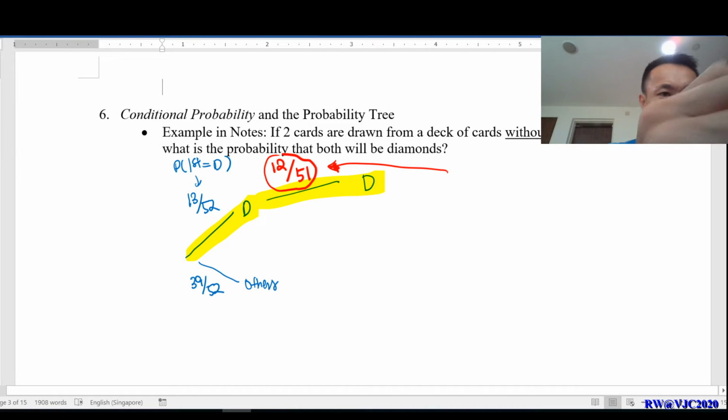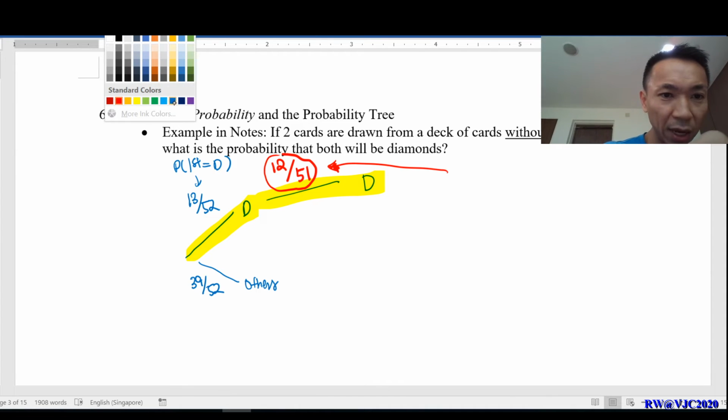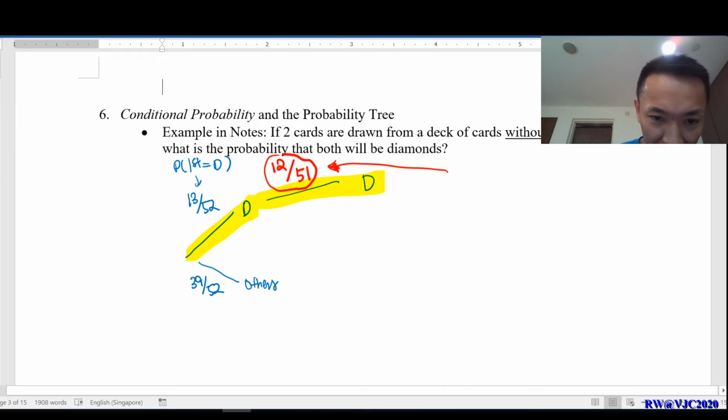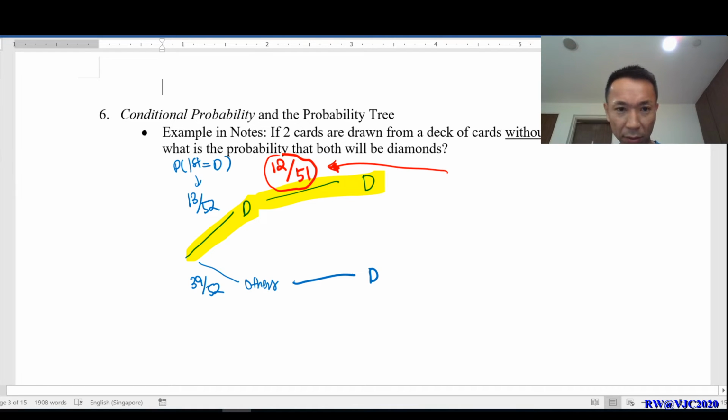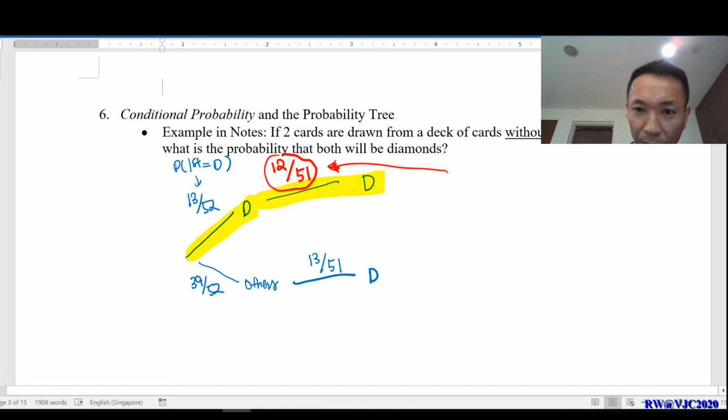Before I answer that question, we take a look. What if your first card is not a diamond? What is the probability that the second one is a diamond? Because you don't draw a diamond the first time, you are still left with 13 diamonds out of 51. Correct? So, what is this probability and what is this probability?